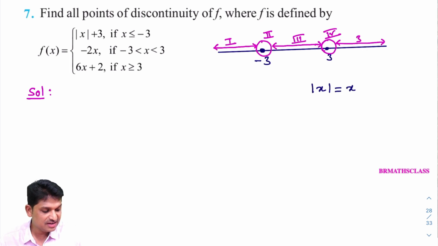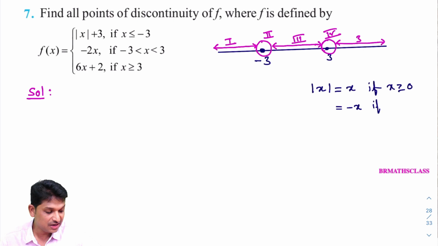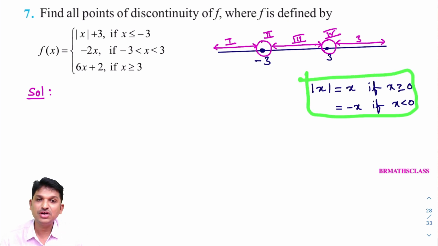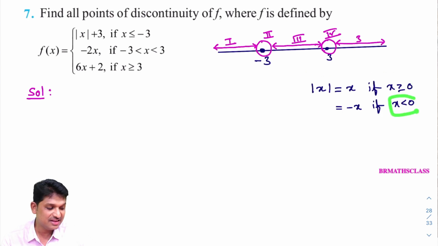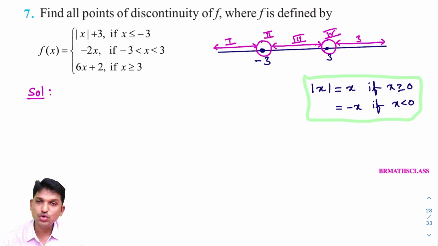Modulus of x is x when x is greater than or equal to 0. And modulus of x is minus x when x is less than 0. In class 11, we learned this modulus function definition. Modulus of x is x whenever x is greater than or equal to 0, and modulus of x is minus x when x is less than 0. So you need to know these things.